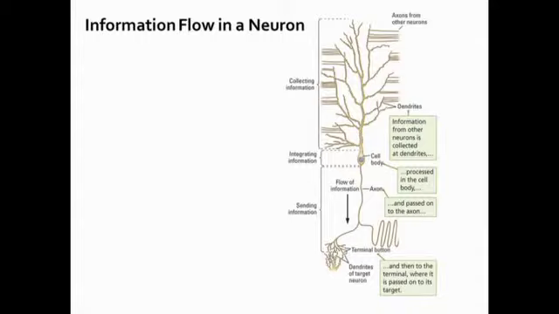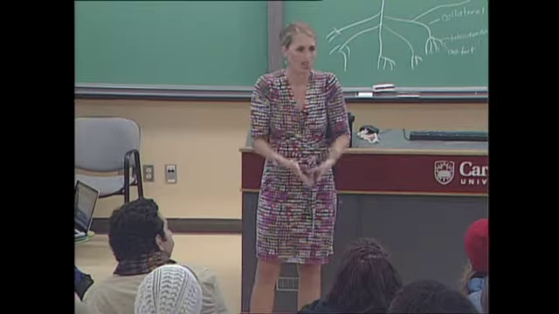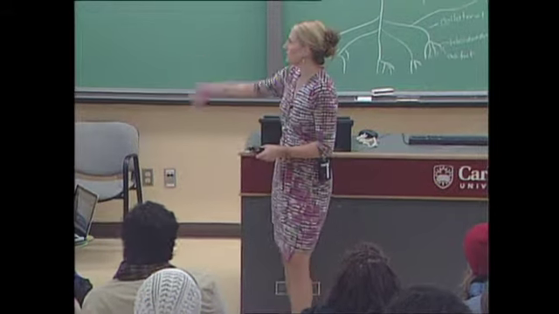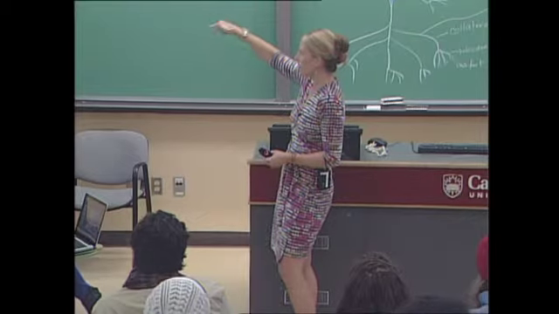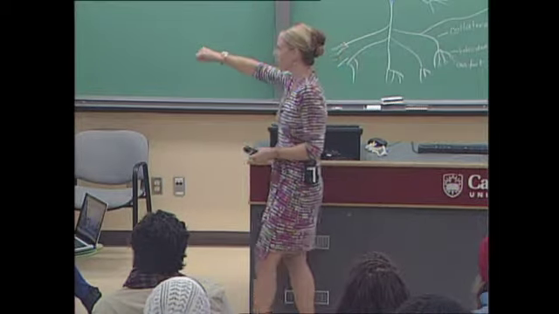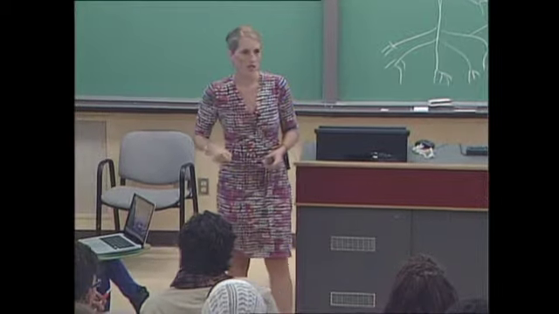Which information is the strongest? So what is the signal I should actually send? So the information is sent out via the axon, and then it gets to the terminal buttons, and then it's passed on to yet another target.